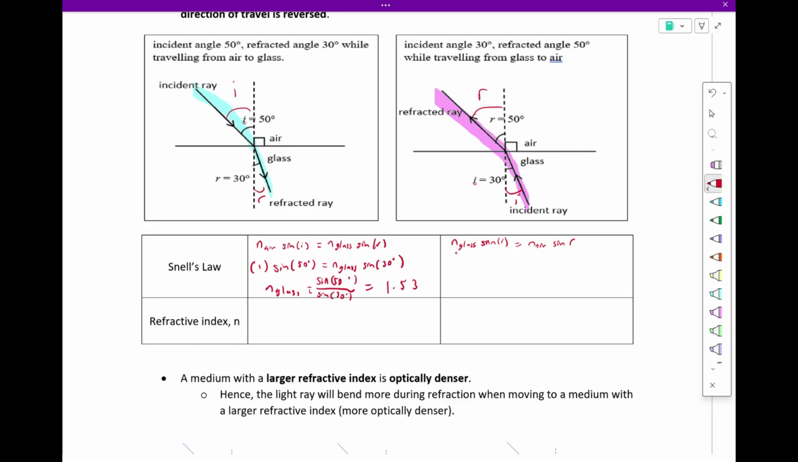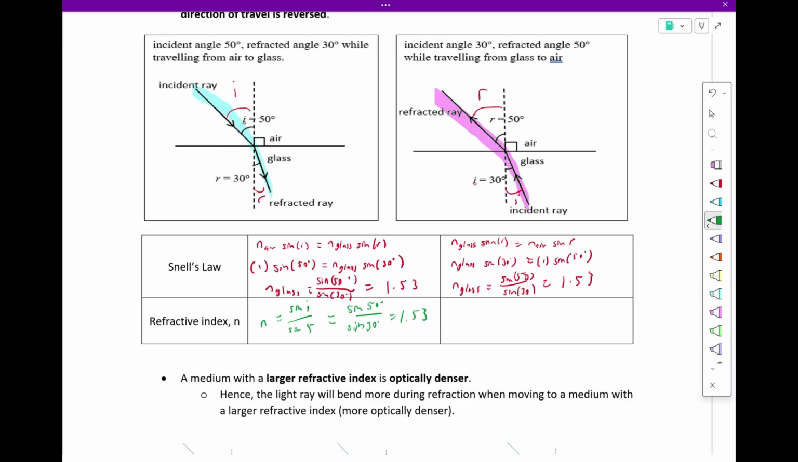Okay, exactly the same. So if you put in the values, you notice I have sine 30 degrees on this side. I will have 1 times sine 50 on the other side. And you realize that I actually end up with the same exact equation, sine 50 over sine 30, which will give me the same value, 1.53. Now, if you use the n equals sine I over sine R formula, perfectly fine if you are moving from less dense to more dense. So sine 50 over sine 30 directly. Sure, but this method is much shorter. I just need to do one step, I get the answer already.